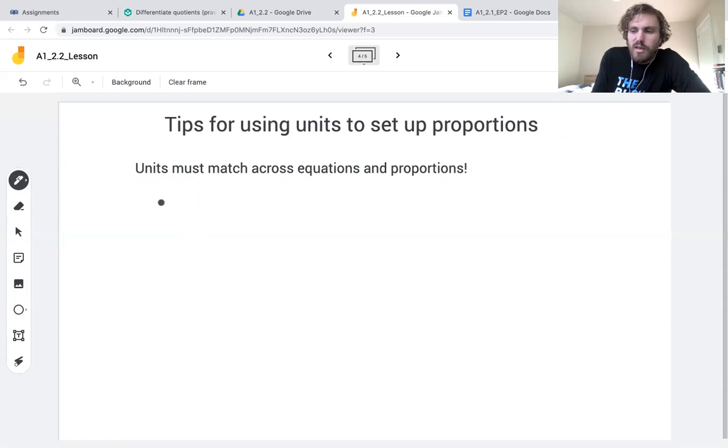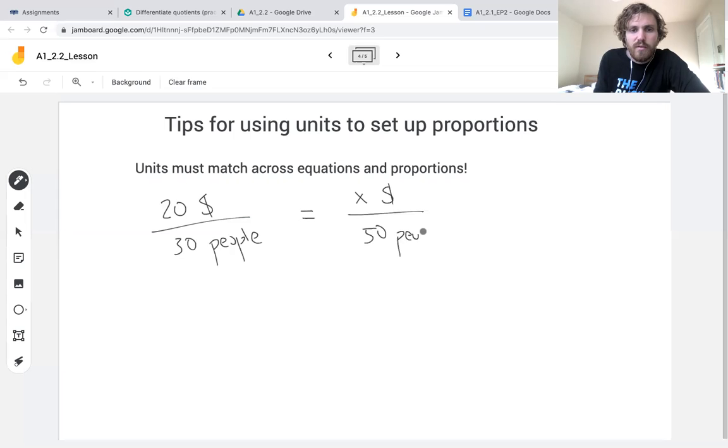So here's an example. If you have $20 and that's split between 30 people, and this is equal to another fraction on the other side of the proportion, let's say X dollars for 50 people, these units, dollars per person and dollars per person, have to match. Otherwise, you do not have something that can be equal. So dollars matches dollars, people matches people. These things have to match. Okay.